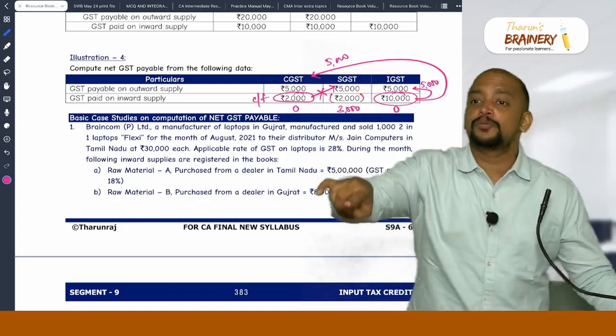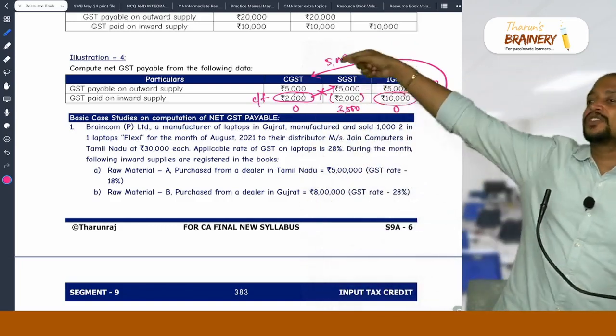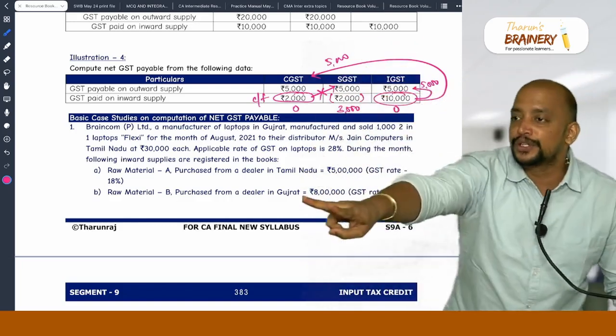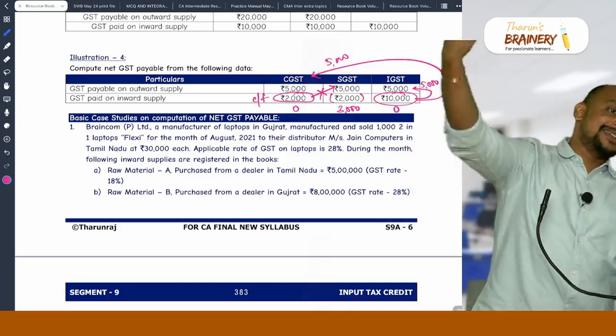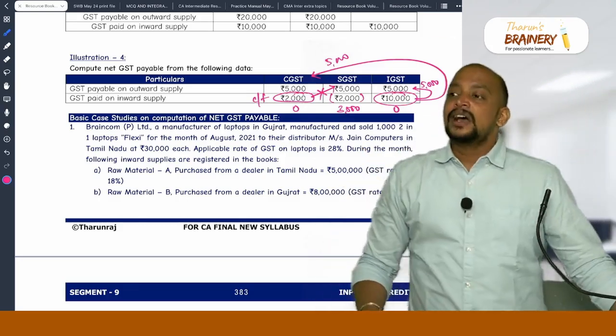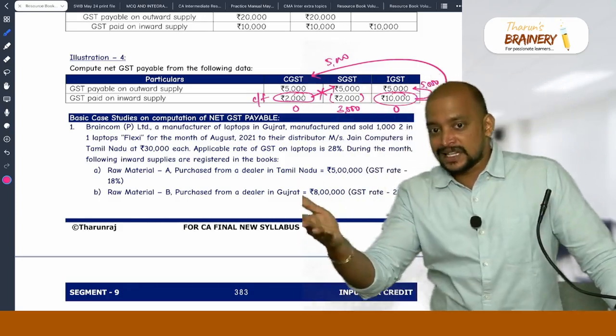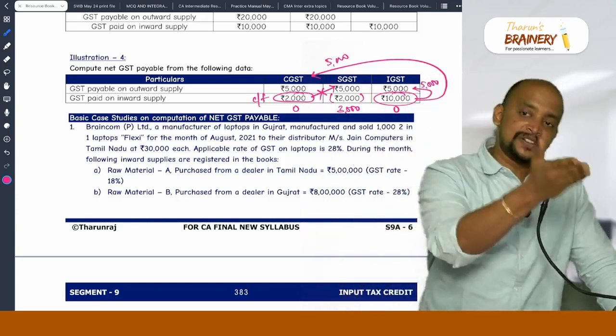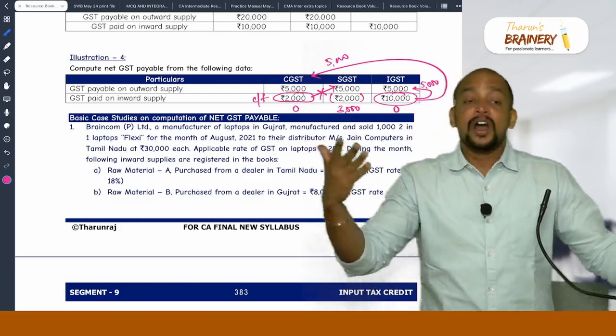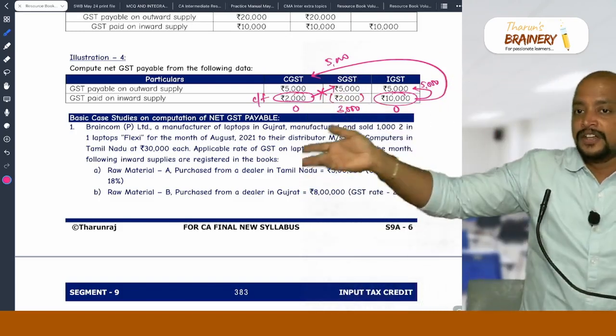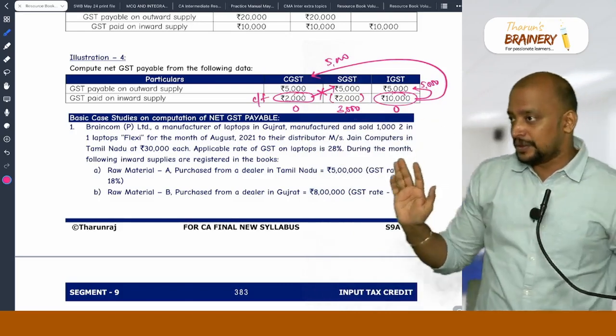Why should I not spend more than 3,000 for CGST? Because already CGST credit is 2,000. So don't spend more than 3,000 for CGST, and either I can give 3,000 for CGST, 2,000 for SGST, or I can give 2,000 for CGST, 3,000 for SGST, or I can do equally 2,525 for CGST and SGST. Anyway I can do, okay.